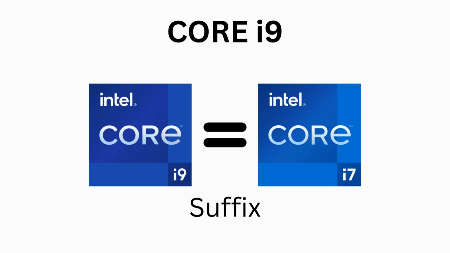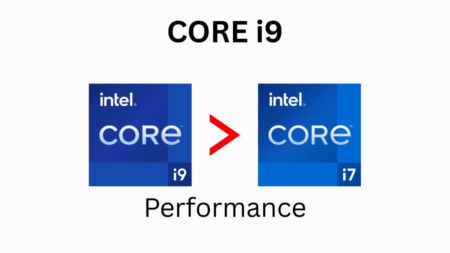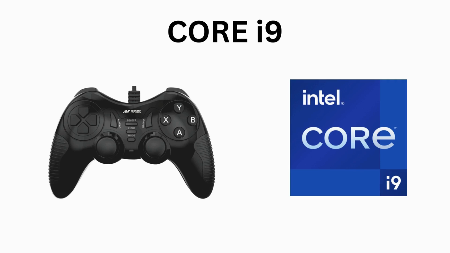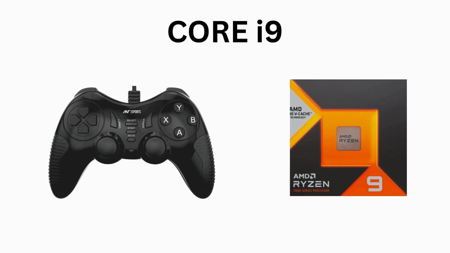About the suffix, it's just the same with Core i7. So, what makes it different is that Core i9 is just more powerful in terms of performance. However, if we're talking about performance in gaming, more people these days don't even want to choose Core i9. They pick Ryzen 9 instead.